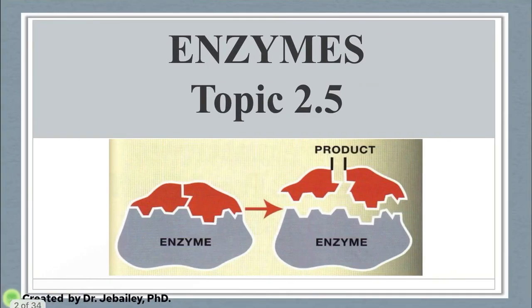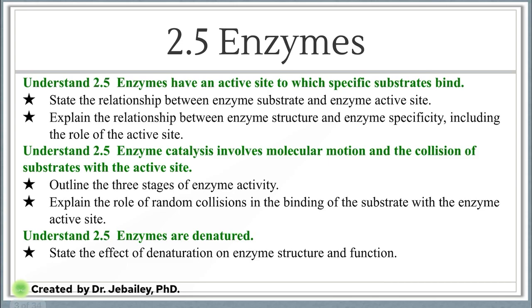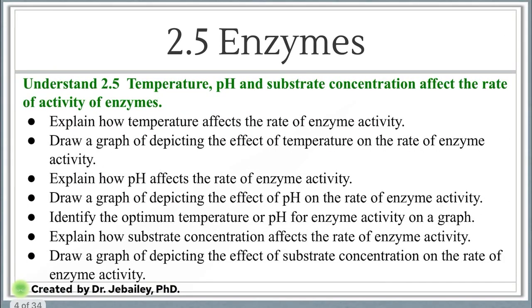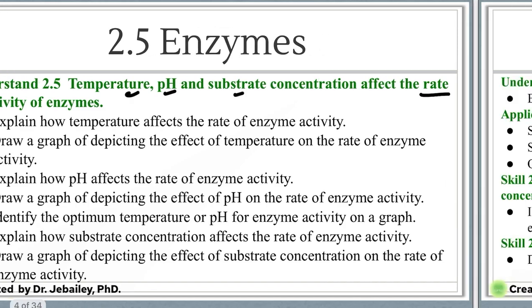Bailey, and this video will continue where we will talk about enzymes, which is topic 2.5. Here are some of the understanding application skills that we need to work on. The first thing we're going to learn about enzymes is that they have an active site that binds to specific substrates. We're going to talk about how enzymes are catalysts, causing things to go faster. We're going to talk about how enzymes can be denatured. Moreover, we're going to talk about different factors that can affect its speed and how it acts, its rate, in this case temperature, pH, and substrate concentration. So we're going to talk about those three and the graphs and everything about them.